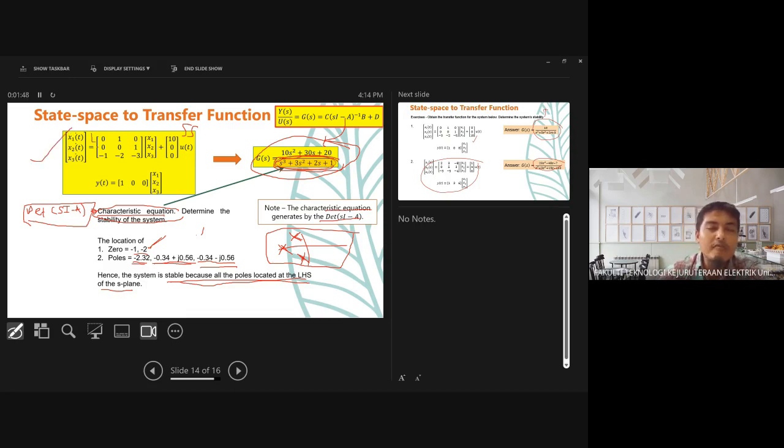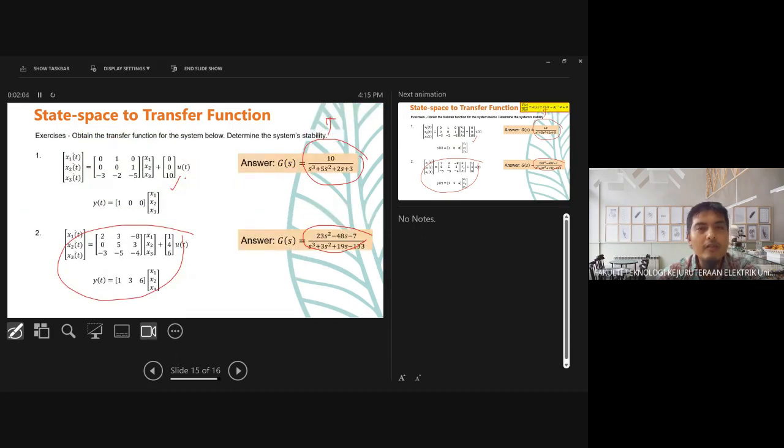Okay, according to the previous example, the system is unstable. However, in this example, the system is stable. Okay, so I already prepared two exercises for you. Both of them are third order systems. So this is the question, and the question asks you to obtain the transfer function for the system below, and then you need to determine the system stability. So this is the answer for question number one. And then for question number two, this is the answer.